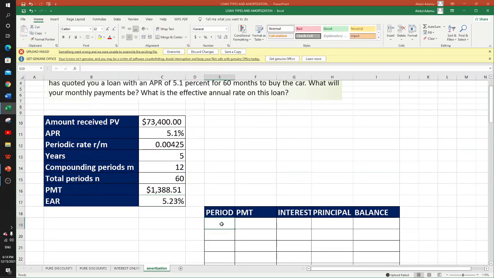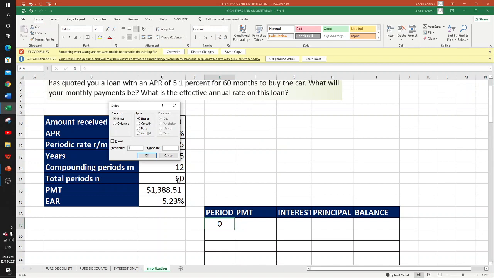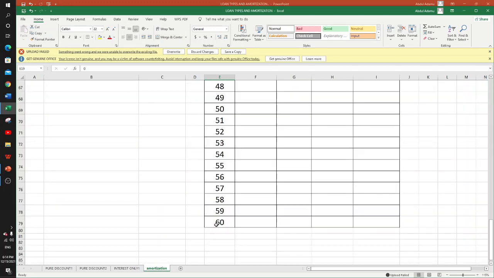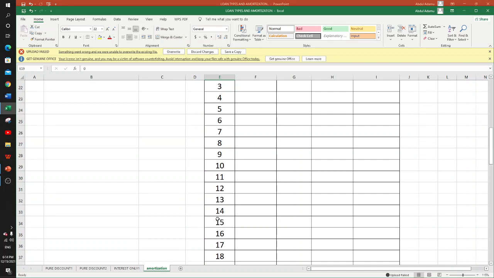So let's look at this. The period starts from 0 to 60. Let's use our trick we used earlier. We right click, drag down and release. Series. Column, our step value is 1, stop value 60. Enter. Just confirm it's 1 to 60. You can see it stops at 60.